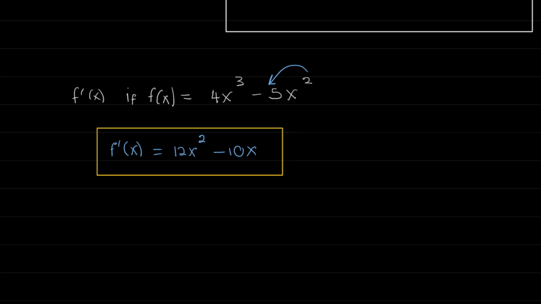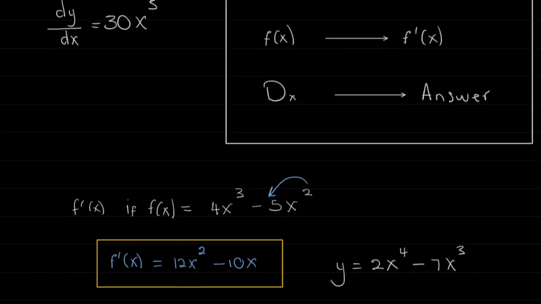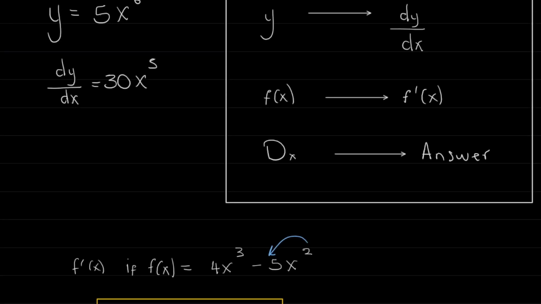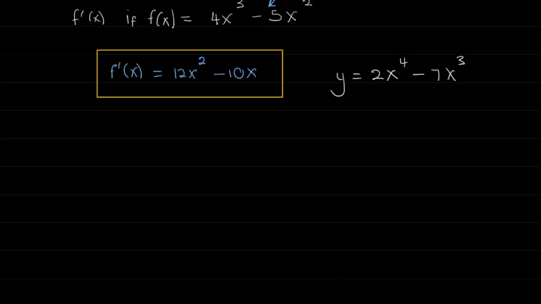Okay, so let's do another one real quickly. What if you have y is equal to 2x to the power 4 minus 7x cubed. Another one. How do you do this one? Remember now we've got this one in the form of y is equal to something. So our differentiation there, our derivative, will be in the form of dy over dx. Do you understand? So let's do it.